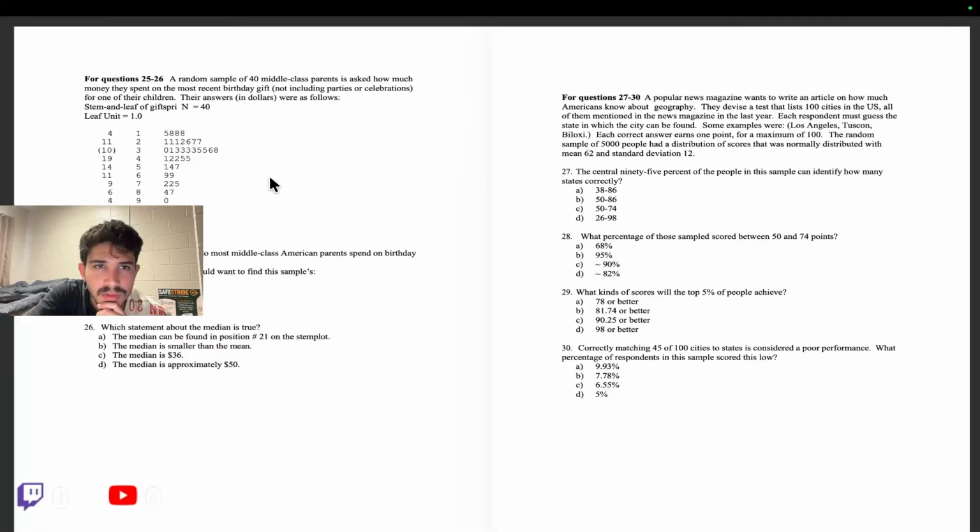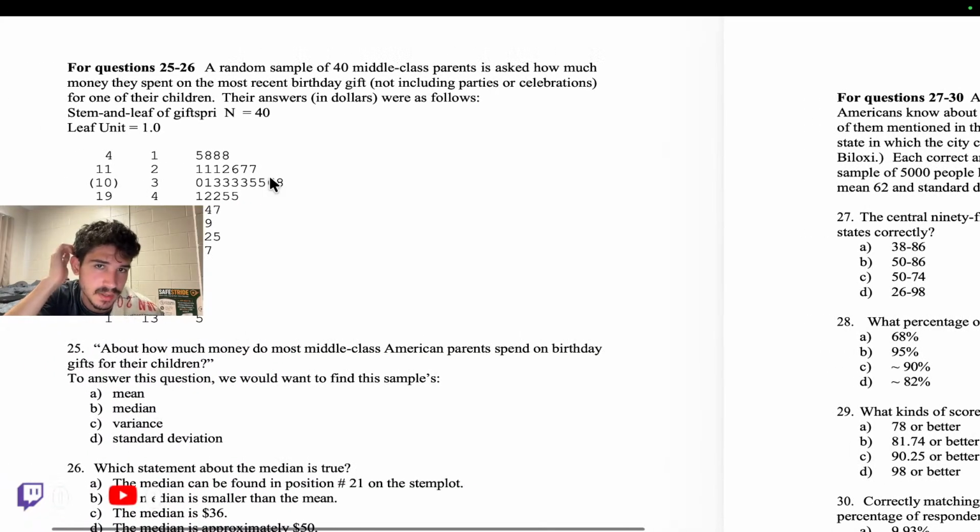A random sample of 40 middle-class parents are asked how much money they spent on the most recent birthday gift, not including parties or celebrations, for one of their children. Their answers in dollars were as follows. So they list all the values. We have 40 trials. How much money do most middle-class American parents spend on birthday gifts for their children?